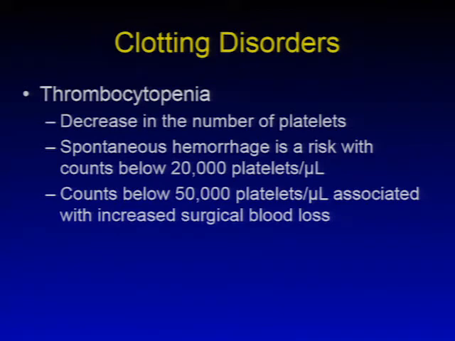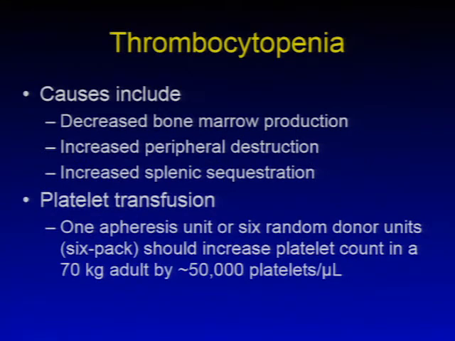Now, thrombocytopenia, again, simply defined as a decrease in number of platelets. Spontaneous hemorrhage, a definite risk below 20,000 platelet count. Platelets below 50,000, definitely associated with an increase in surgical blood loss in the perioperative period. What can cause thrombocytopenia? Well, decreased bone marrow production, increased peripheral destruction of platelets, increased splenic sequestration as well can cause thrombocytopenia. Giving platelets, one apheresis unit or the 6 random unit donor or 6-pack, if you have a 70 kilogram adult, should increase that platelet count by about 50,000.